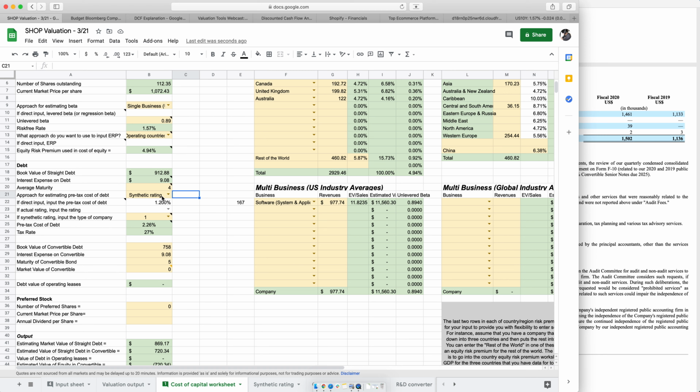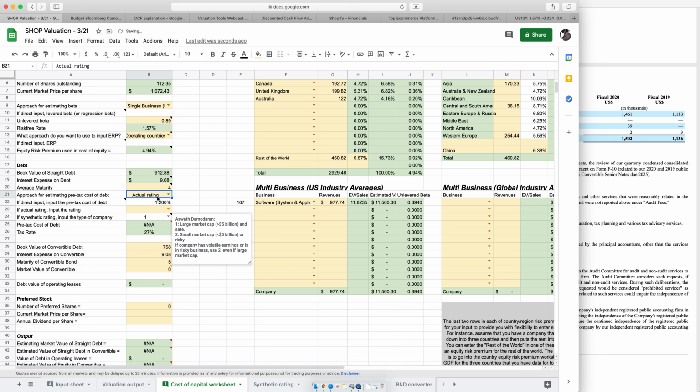Okay, approach for estimating the pre-tax cost of debt. You've got a couple of different options here. For example, if you're lucky and the company you're evaluating actually has a bond out on the market, what you could do is just take the percent yields from that, which is when you would do direct input. In this case, I don't have something I can just check against. So there are two different ways you can estimate it.